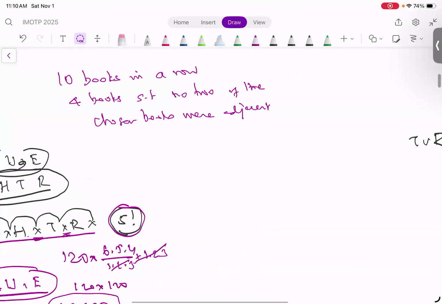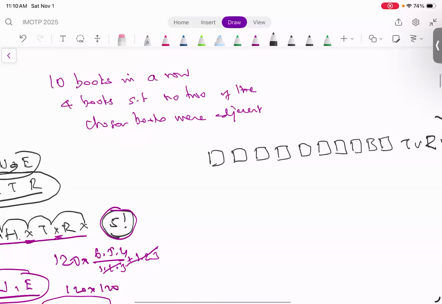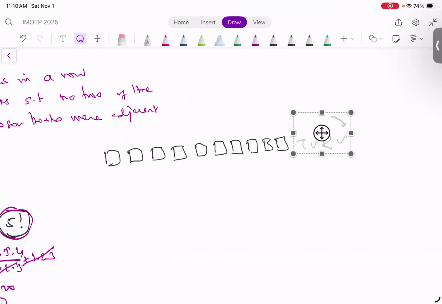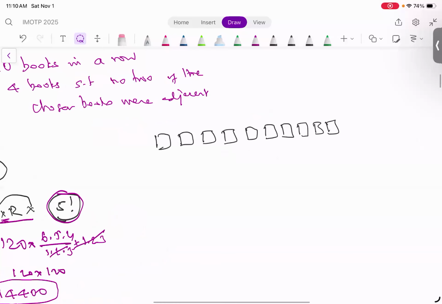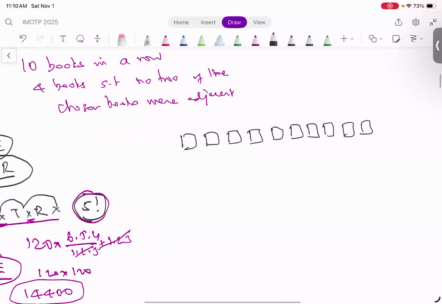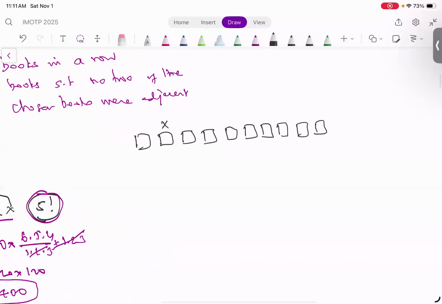I have to choose 4 out of 10. So I have 10 books, let's suppose B1, B2, B3, B4, B5, B6, B7, B8, B9, B10. Out of this, I have to choose 4 of them. Suppose I choose this one, I can't choose this neighbor or that neighbor. I can choose this, this, and this.